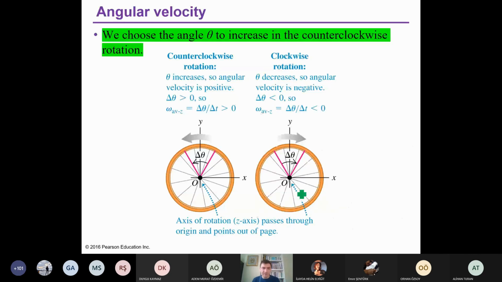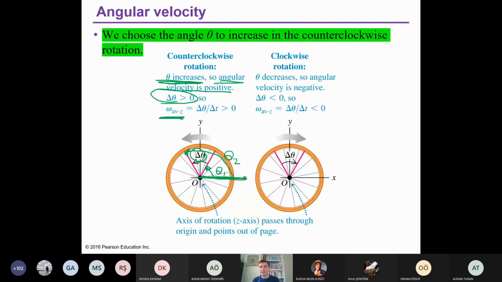If the rotation is counterclockwise, I mean this one on the left side, then what do you see here? This is the x coordinate, this is the initial theta, theta 1, and this is the final theta, theta 2. This is delta theta, the change in the theta coordinate. What do you see? The theta increases. If theta increases, angular velocity is positive. So delta theta is positive, then angular velocity is positive.